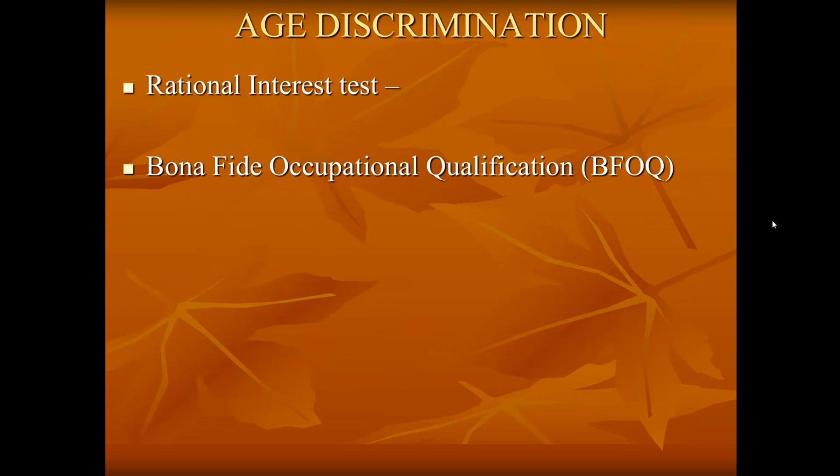Age discrimination. The rational interest test. Initially, the law said that age discrimination would apply to people between the ages of 40 and 70. That law was changed to state anybody above 40, and so it becomes a test later on as to whether or not the person is too old. And the bona fide occupational qualification here, what the courts have said in regards to this is simple.